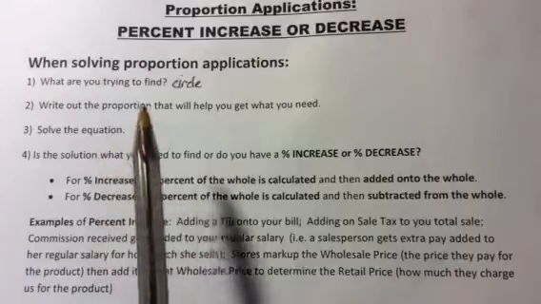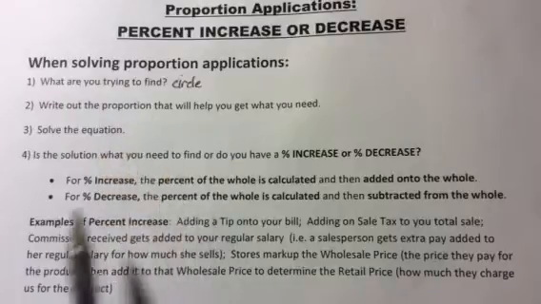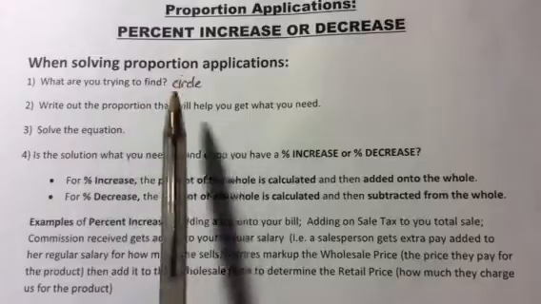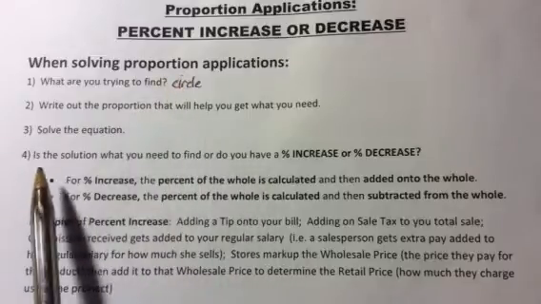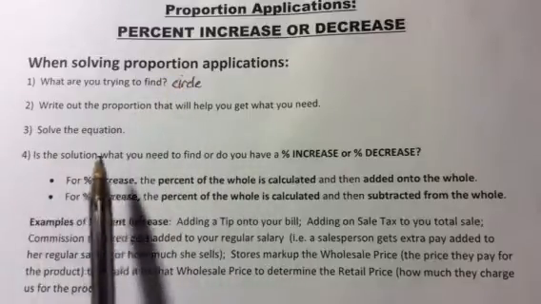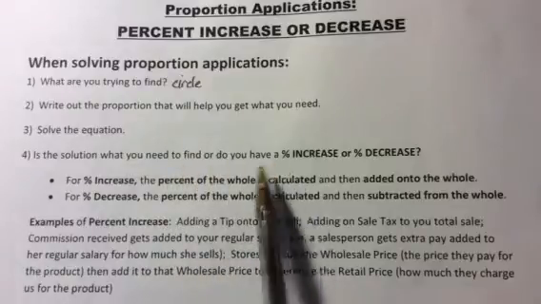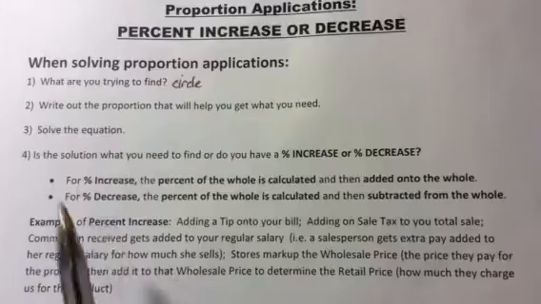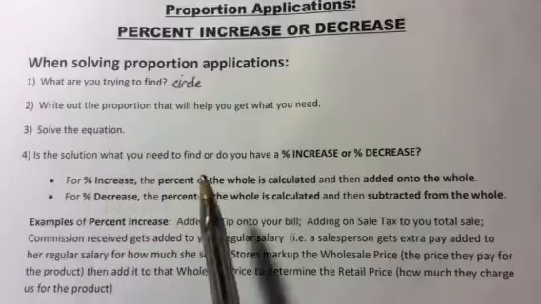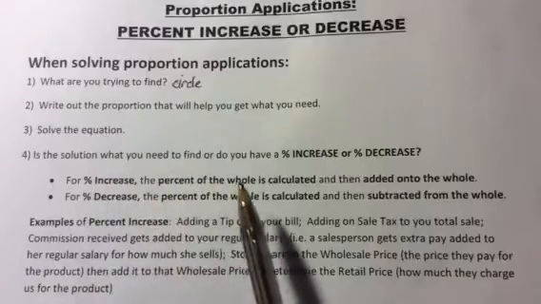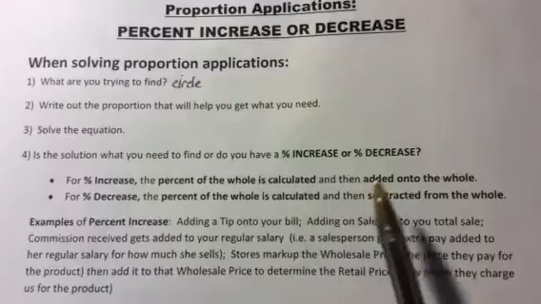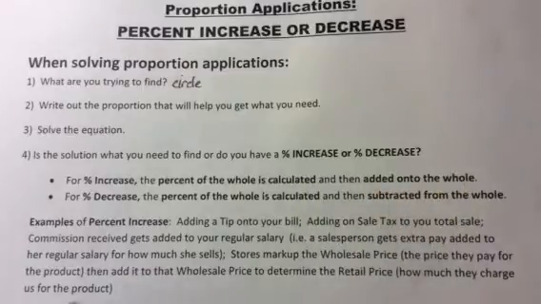Sometimes you're going to have to find that and then use that to get to what it is you're really trying to find. So I have a fourth step in here that says, is the solution what you need to find, or do you have to have a percent increase or decrease? All right, so if it's a percent increase, you're going to have to take the percent of the whole and then add that onto the whole. And I'm going to give you some examples down here. And for percent decrease, the percent of the whole is calculated and then subtracted.